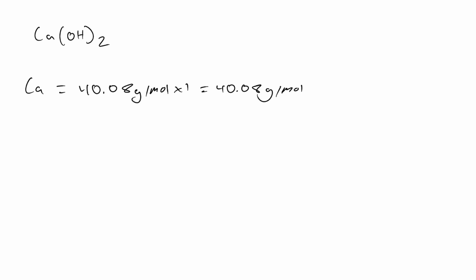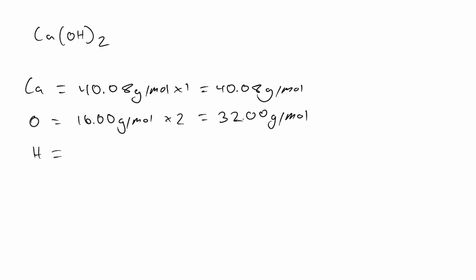Now for the (OH)2, we simply have to break it apart. There's two oxygens and there's two hydrogens, and we know those. So O is equal to 16.00 grams per mole times 2, which is going to make it 32.00 grams per mole. And then hydrogen also has two. There's two hydrogens, and it has an atomic mass of 1.01 grams per mole. So that times 2 is going to be equal to 2.02 grams per mole.